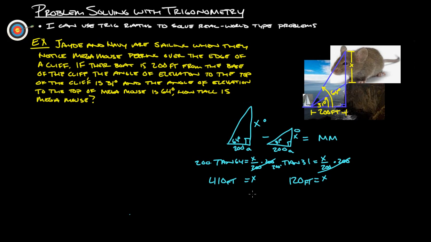Okay, so all we want to do now is take 410 minus 120, and that is going to give us, what, 290 feet. So Mega Mouse is 290 feet tall. That's a pretty big mouse.